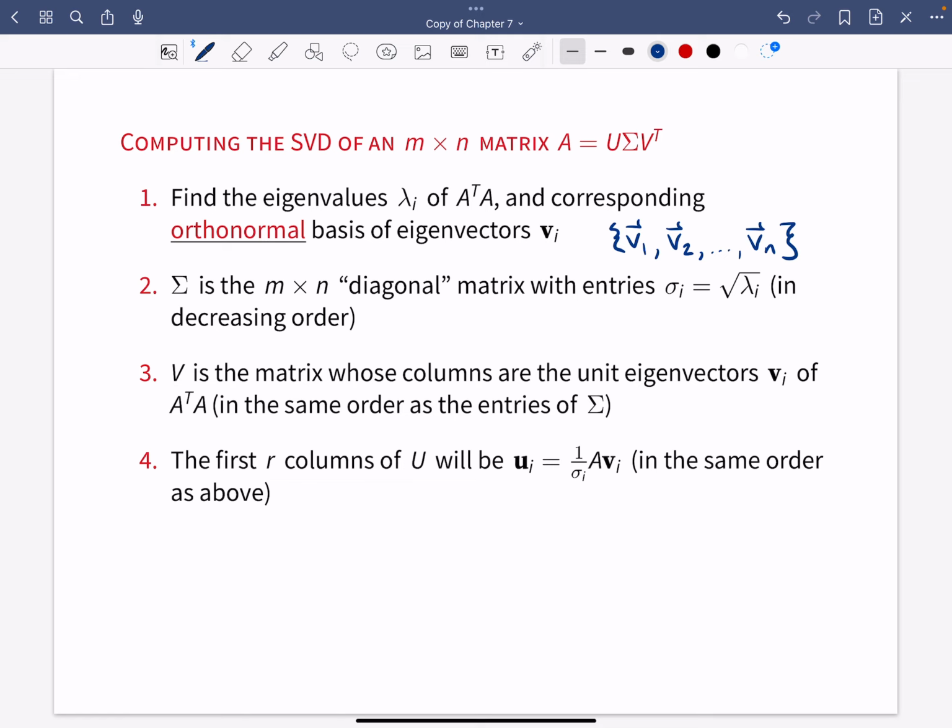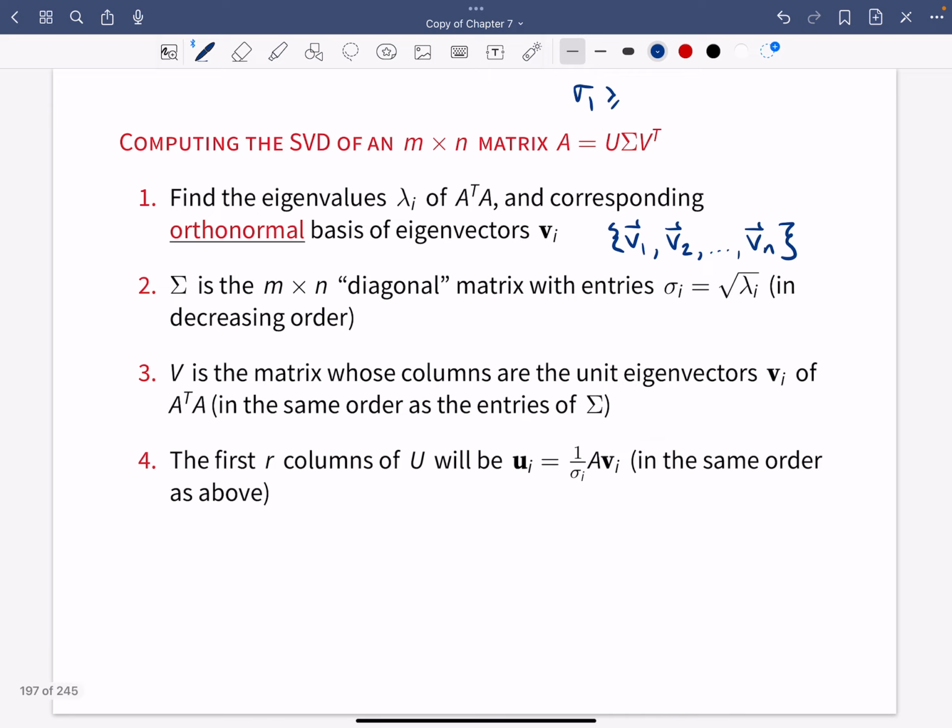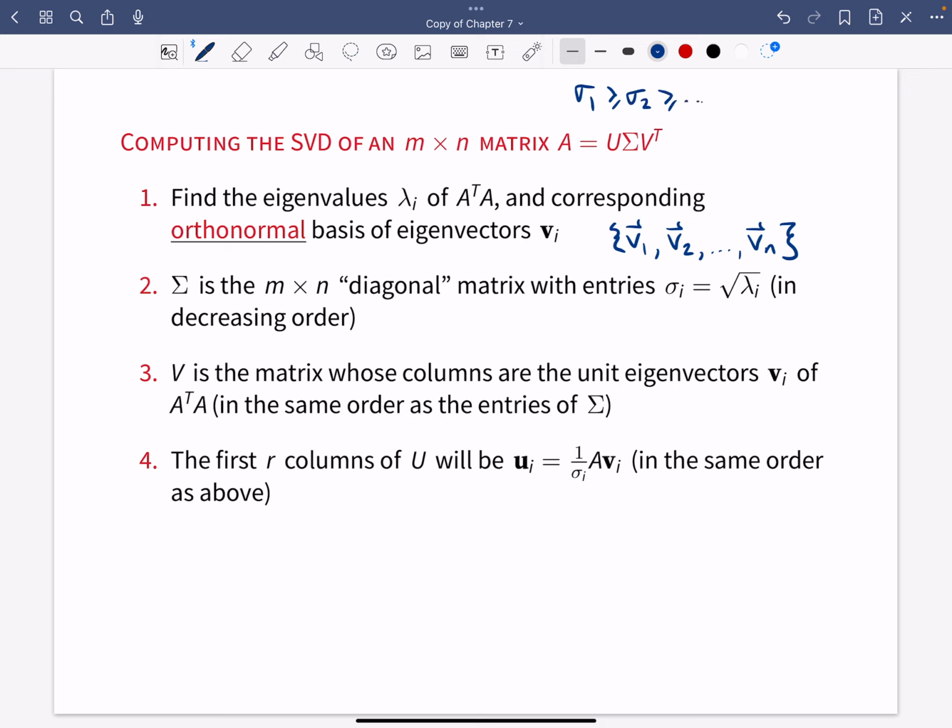Now, my singular values, some of them might be 0 and some of them might be non-zero. So maybe say sigma 1 is like our biggest one, then sigma 2, all the way down to say sigma r. Suppose these are all bigger than 0, and everything after the rth one is equal to 0. So the first r singular values are bigger than 0, and the last n minus r are all equal to 0.